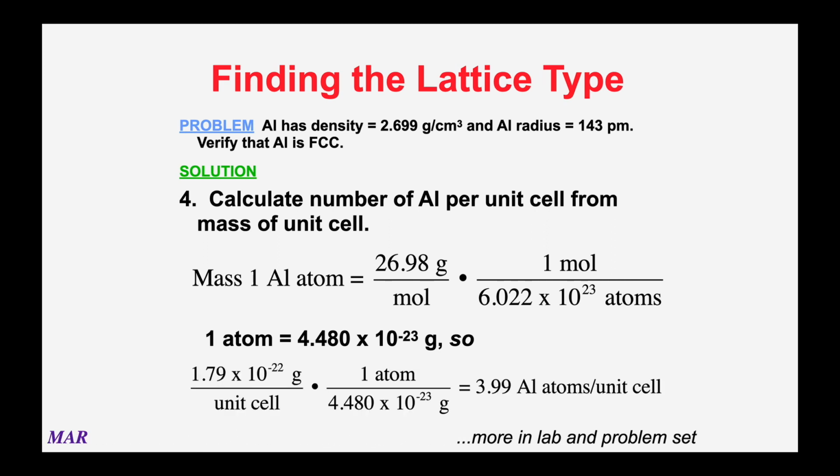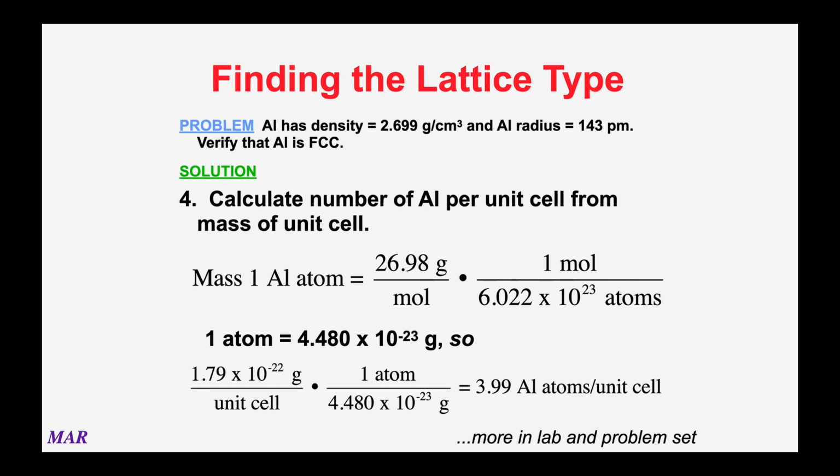So if you take that last number we calculated, 1.79 times 10 to the minus 22 grams per cell, and there's 4.480 times 10 to the minus 23rd grams per atom, this comes out to be 3.99 aluminum atoms per cell, and that's almost identical to 4. So we have just verified that aluminum is indeed face-centered cubic. It has 4 atoms per cell, very, very small. This is kind of a strange way to do it, but you get the idea.